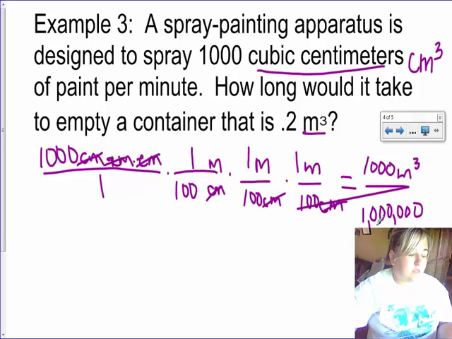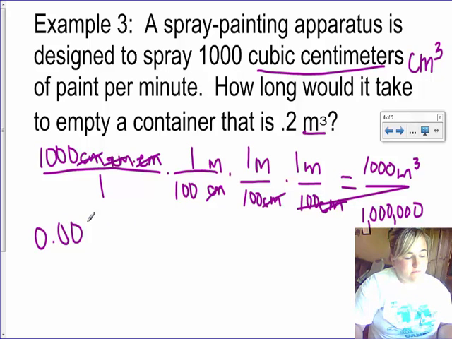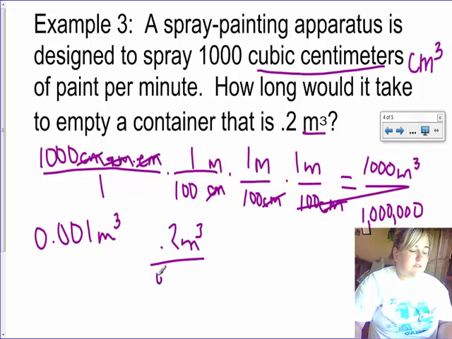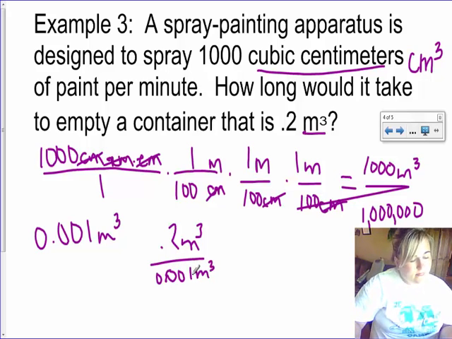So 1,000 divided by a million gives me 0.001 cubic meters. So it's going to spray this many cubic meters. Okay? So all I have to do now is take that amount that's in the container, which is 0.2 cubic meters, and divide it by that 1,000th of a cubic meter per minute.